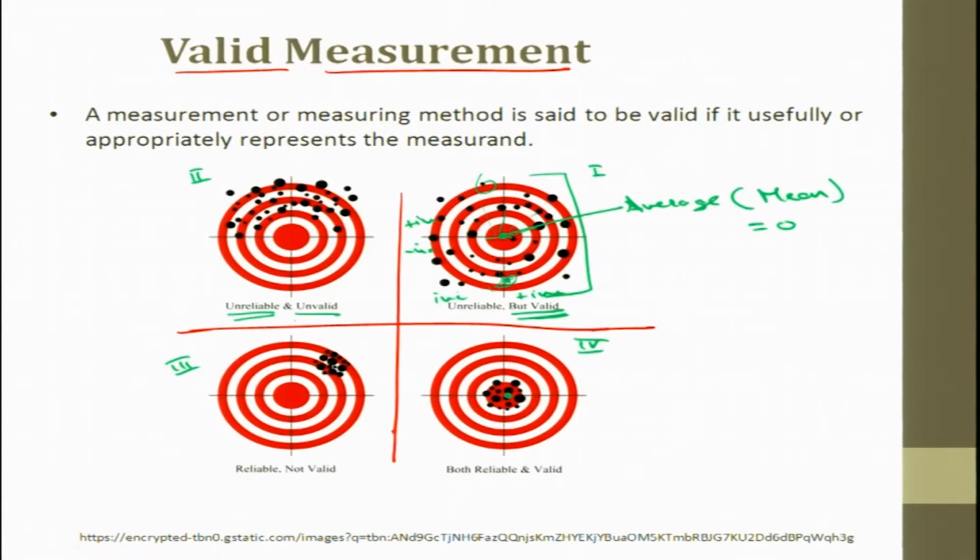However, in quadrant 2, it is not reliable, not valid. But in quadrant number 3, it is reliable because the data is very close. And in quadrant number 4, it is both reliable and valid. It is at the center and also all the observations are close.